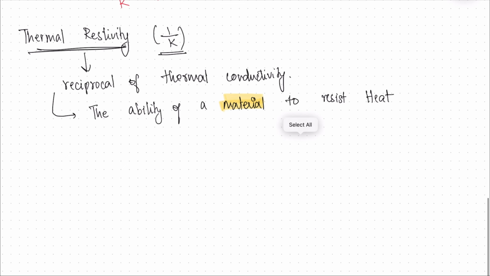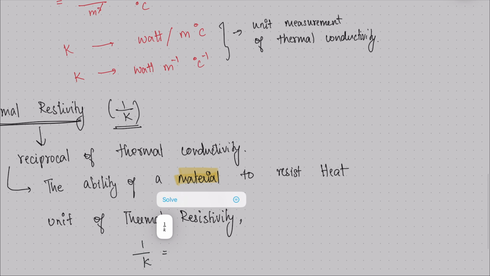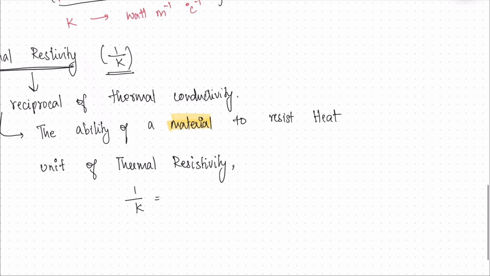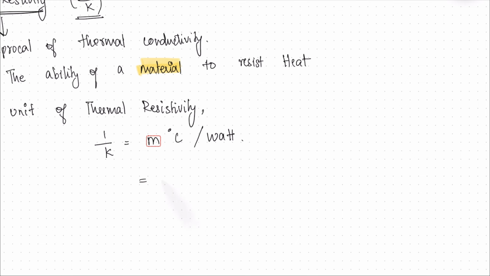So what would be the unit of thermal resistivity? 1 by K is equal to, it would be the reciprocal of this. So you'll have meter degree Celsius per watt. Or again, it can be written as meter degree Celsius watt inverse 1.